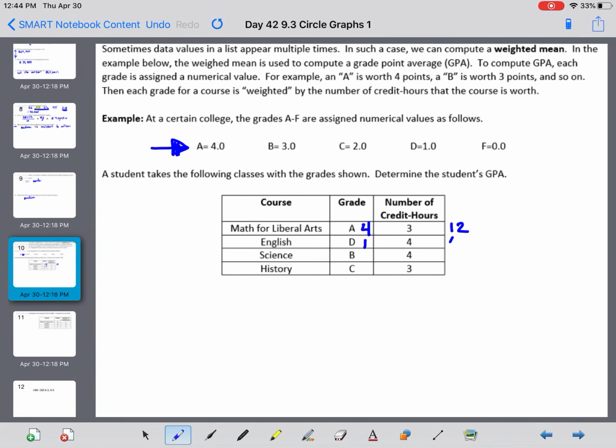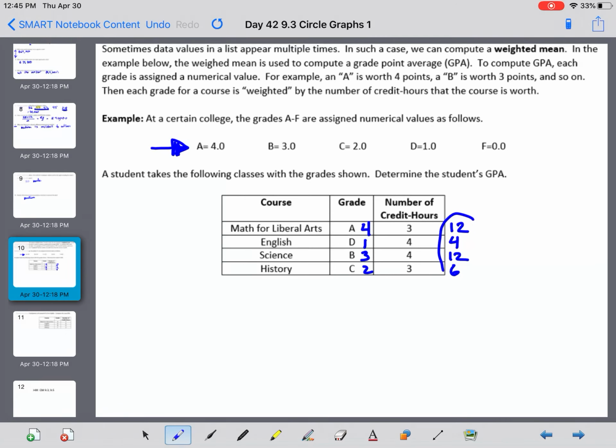English was a D, so that's worth 1 point. So 1 times 4 is a 4. Science, they got a B, so that's 3 points. So 3 times 4 is 12. And history, they got a C, so they got 2 grade points for that. So 2 times the number of credit hours, 2 times 3, gives me 6.